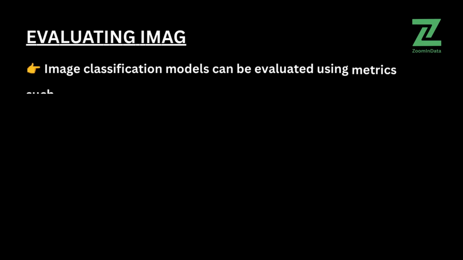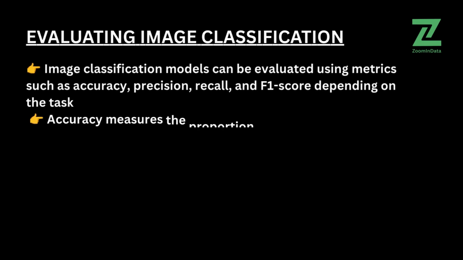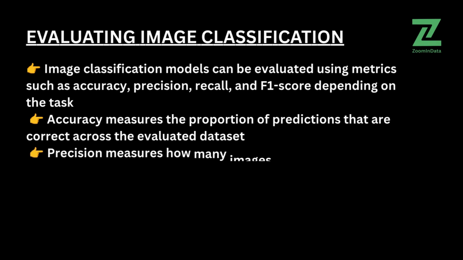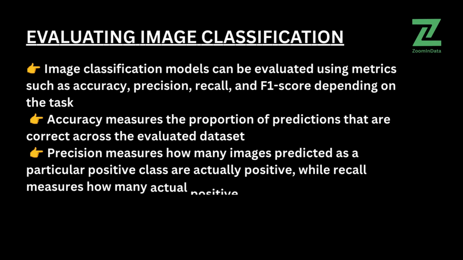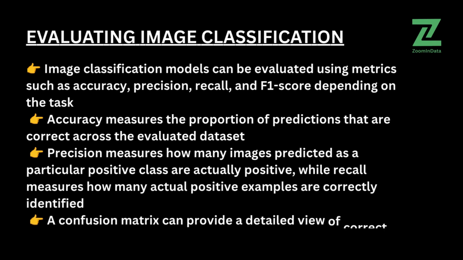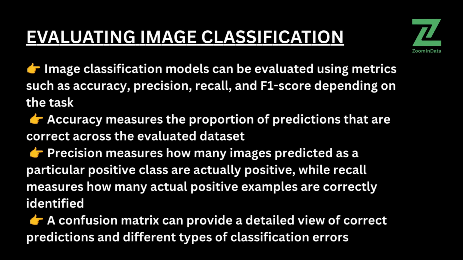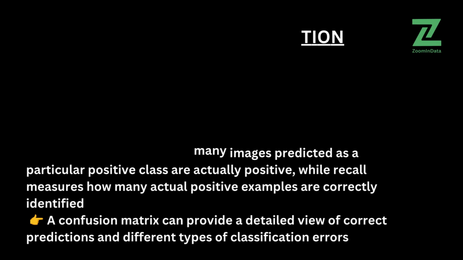Image classification models can be evaluated using metrics such as accuracy, precision, recall, and F1 score depending on the task. Accuracy measures the proportion of predictions that are correct across the evaluated dataset. Precision measures how many images predicted as a particular positive class are actually positive, while recall measures how many actual positive examples are correctly identified. A confusion matrix can provide a detailed view of correct predictions and different types of classification errors.